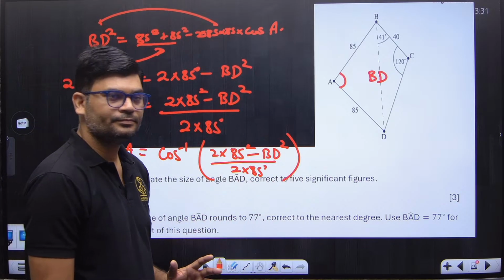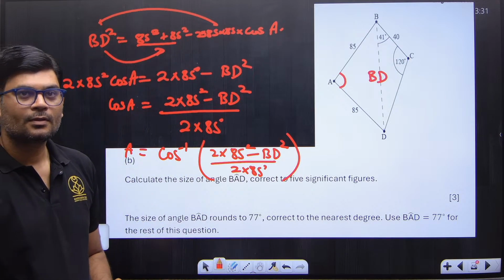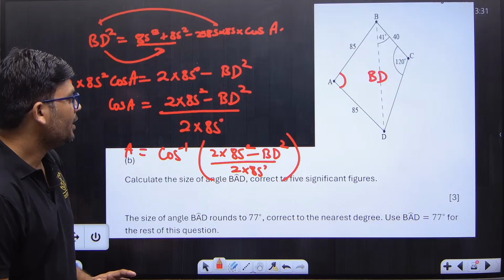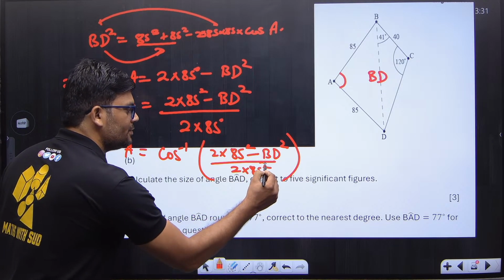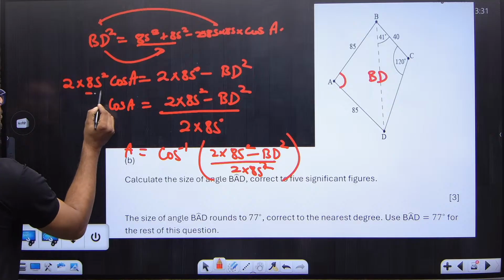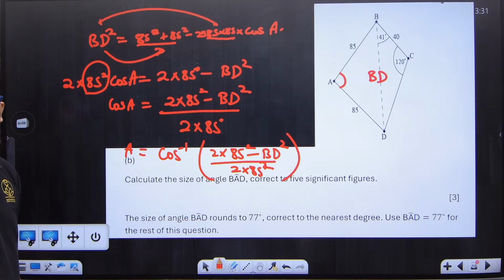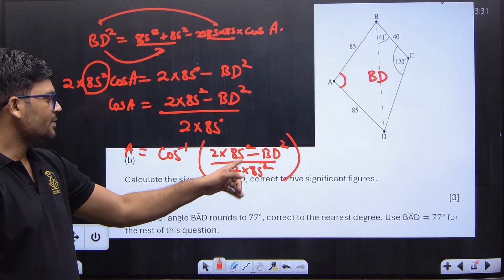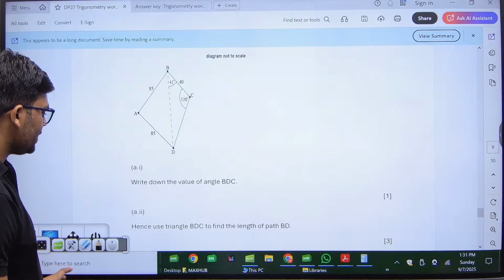For the denominator, is it 2 times 85 square or just 2 times 85? It is 2 times 85 square only. See this, we have multiplied 85 two times. So it is 2 times 85 square only. If you want, I can calculate because my calculator is fast.